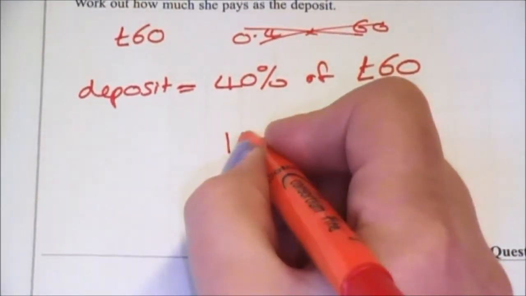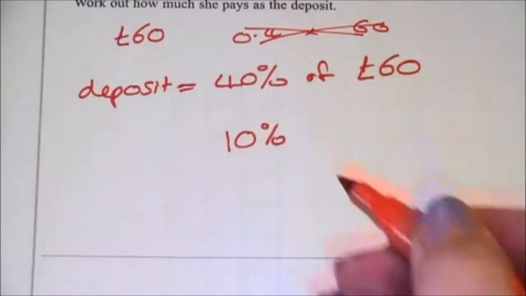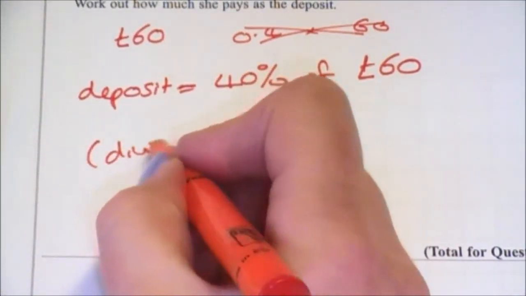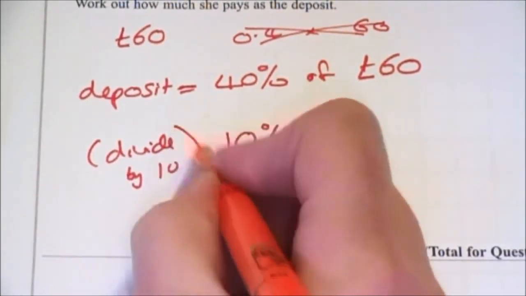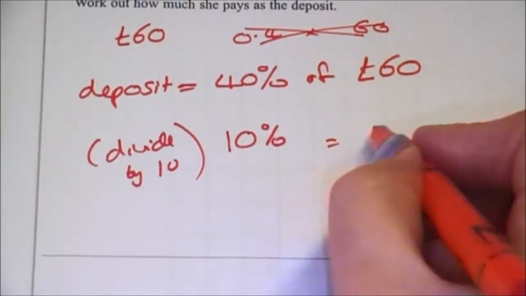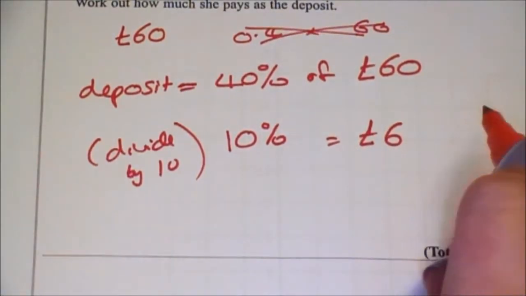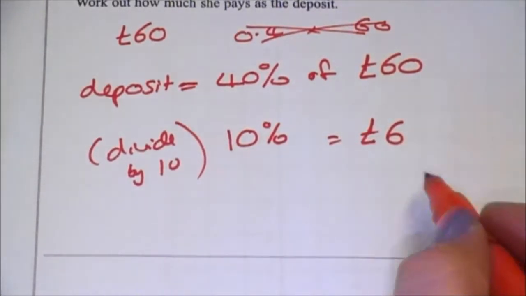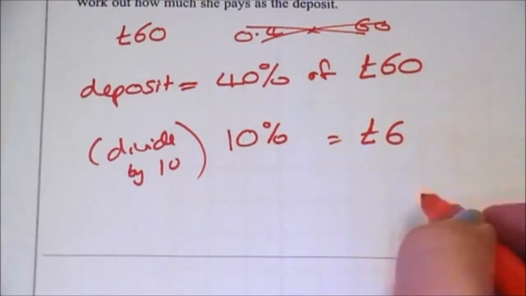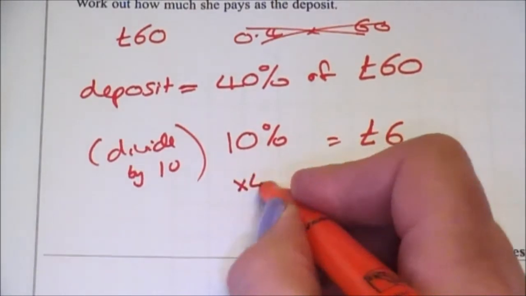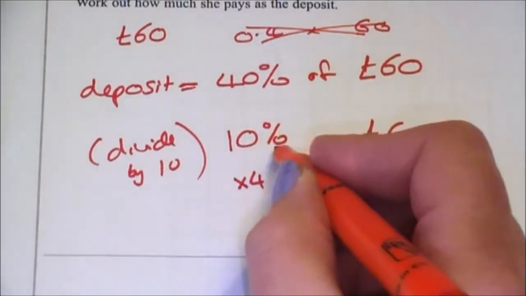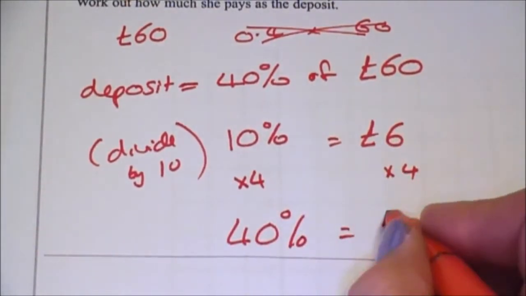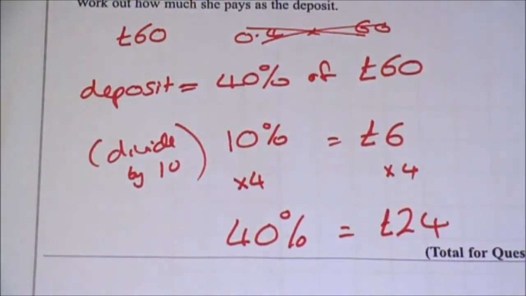And the method I'm going to use is to find 10% and then scale up. So in order to find 10% of anything, it's always divide by 10. So 60 divided by 10 equals £6. So 10% is worth £6. That means 20% would be double that, 30% would be 3 times that, and 40% is 4 times that. So 10% times 4 gives me 40%, and 6 times 4 equals £24.